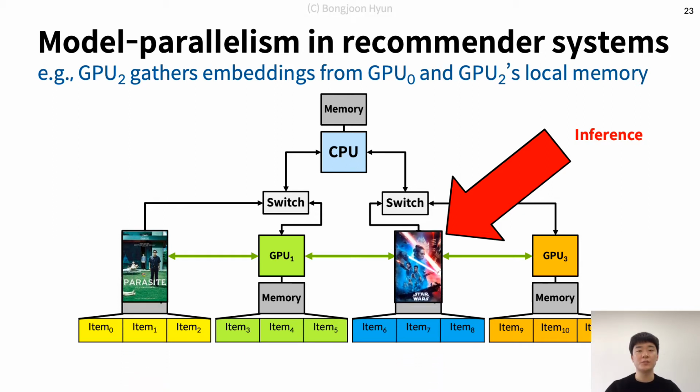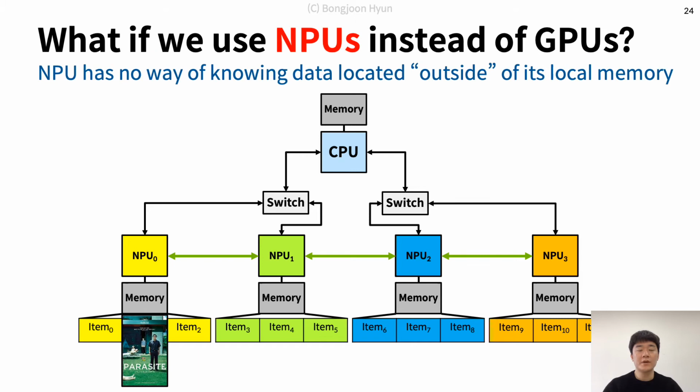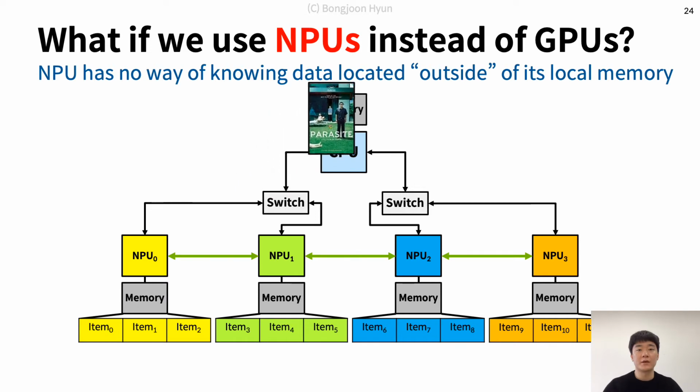Now, as today's GPU has a properly functioning MMU with a unified virtual memory, GPUs can use it to access any given data allocated in any given remote GPUs. Now, imagine what would happen if we were to use MPUs instead of GPUs. Since the MPU has no way of knowing where the data is located when it is outside its local memory, the CPU must intervene in the entire process when loading data from remote memory.